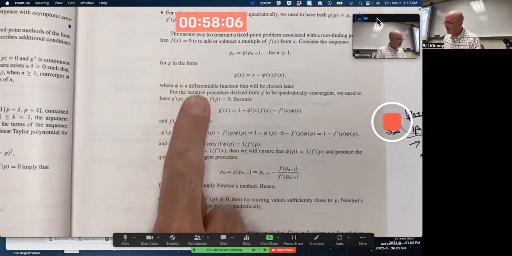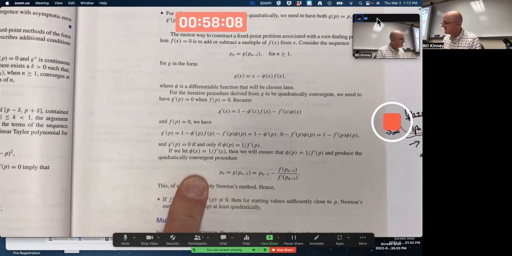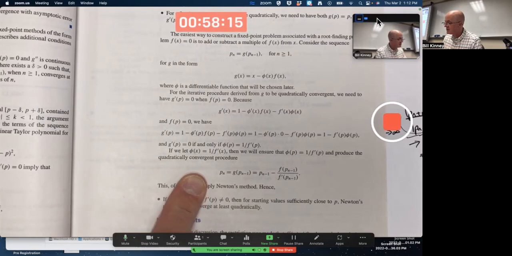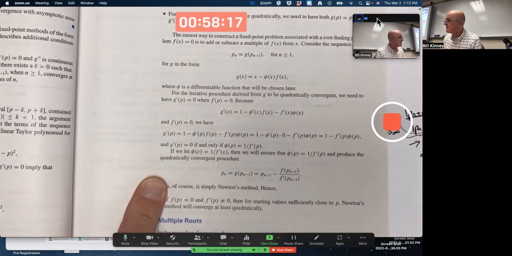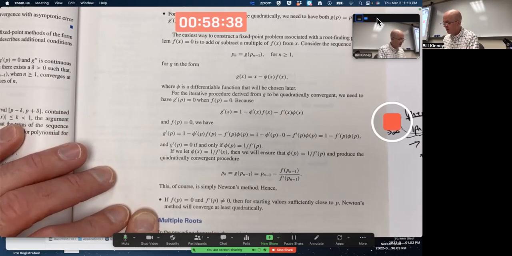I'm not going to go through this part in detail, other than to tell you, if you didn't read it yet, that what the authors are trying to do here is derive Newton's method based on desiring quadratic convergence, based on using the theorem we were just looking at, coming up with a g function whose derivative at p was 0. That's the heart of what they're trying to do there. I won't go into details.